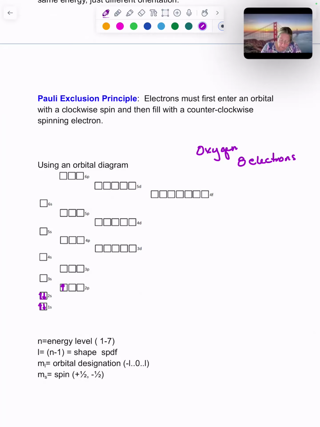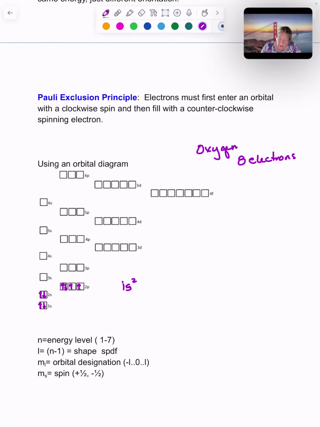We're going to put 1 in each orbital, all spinning clockwise, before we pair them up. So now we're going to put in our counterclockwise here. So oxygen's electron configuration would be 1s filled with 2 electrons, so 1s2. 2s is filled with 2 electrons, and our 2p sublevel has a total of 4 electrons. So oxygen's electron configuration would be 1s2, 2s2, 2p4.